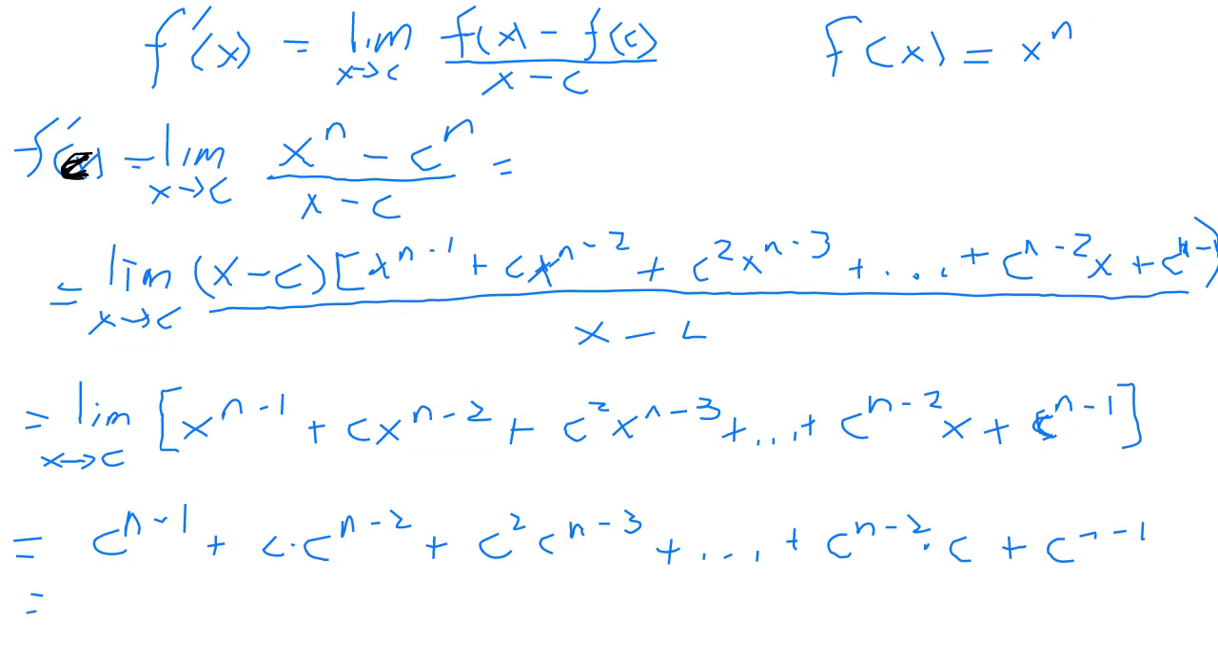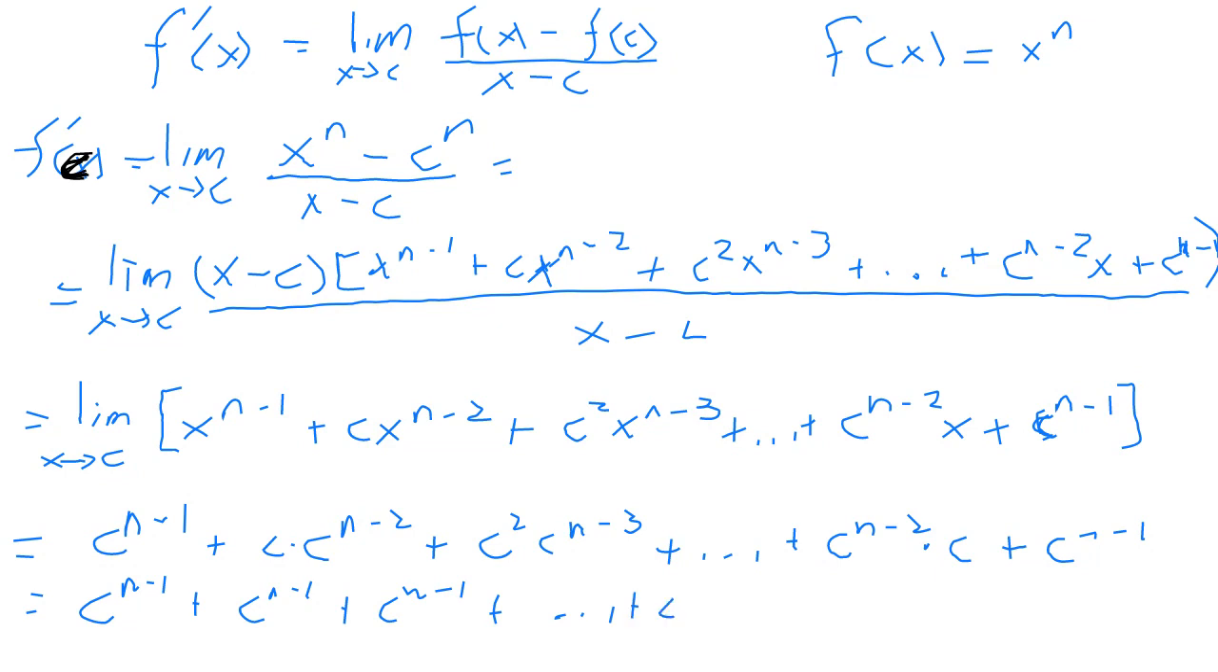Now, when you multiply all of those, what is each of them equal to? Anybody? c to the n minus 1. That's right, that's correct. So it's c to the n minus 1 plus c to the n minus 1 plus c to the n minus 1, and so on. All of them are c to the n minus 1.